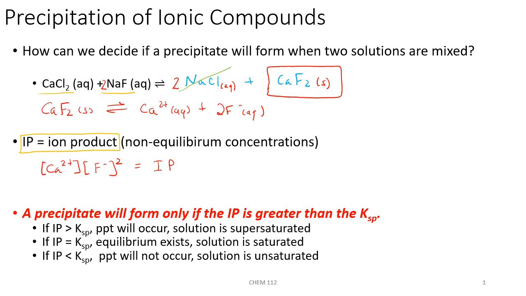If the ion product is greater than the KSP, then a precipitate will occur. The solution would be supersaturated. If the ion product is exactly equal to the KSP, the solution would be in equilibrium at that point. It would be saturated. If the ion product is less than the KSP, a precipitate would not occur, and we would say the solution is unsaturated. So we're only going to actually get that calcium fluoride precipitate if we have a situation where the ion product is greater than the KSP value for calcium fluoride.